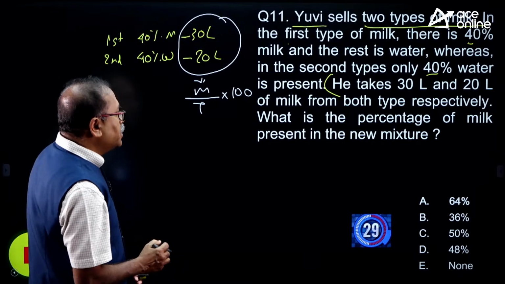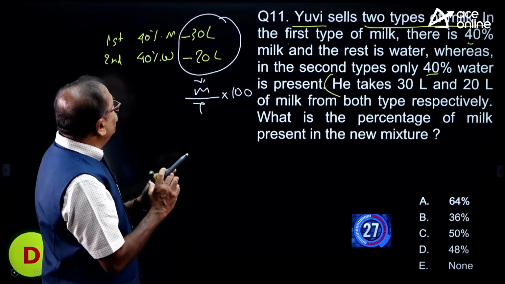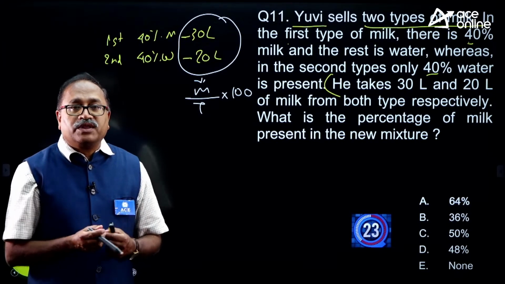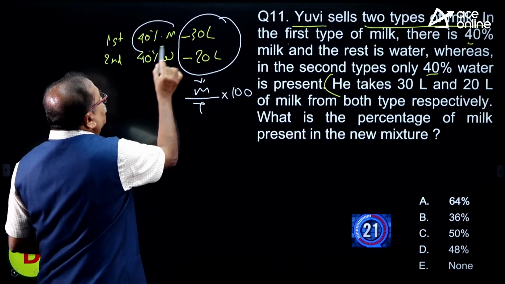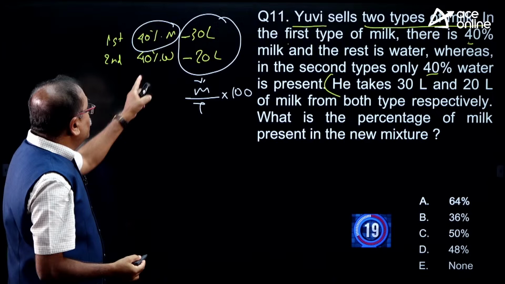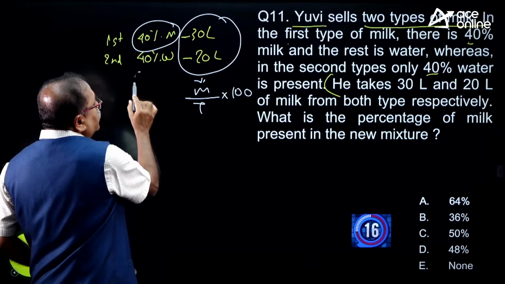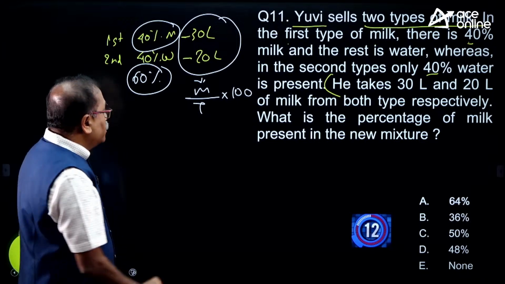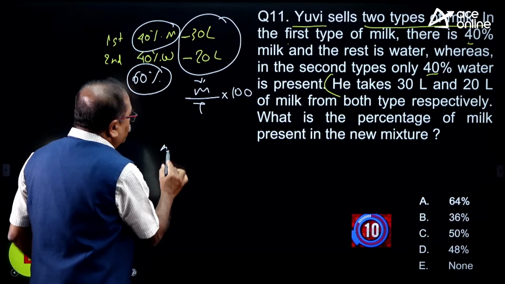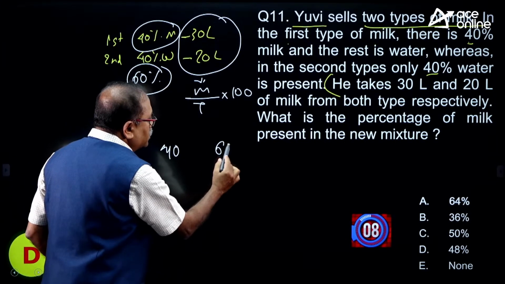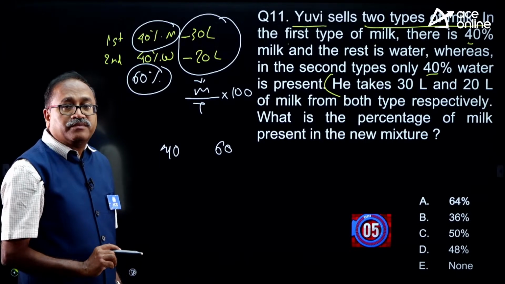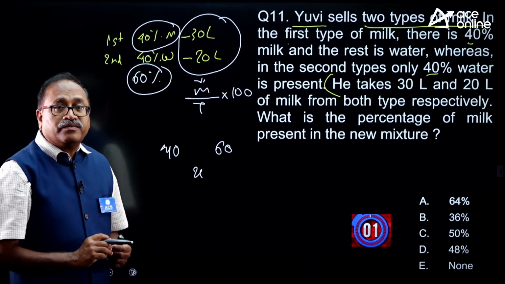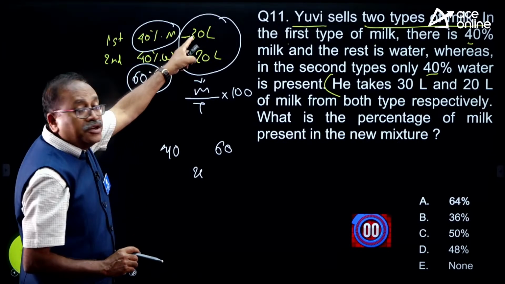Okay, so what is the way to do it? I will move on this with the alligation mixture method, the best approach for that. Here the water is 40%, means milk is 60%. We know that part. So I will be taking in the first case 40% and in the second case 60%. What is the mean? That is what I need to find out, whereas I know the quantity ratio.